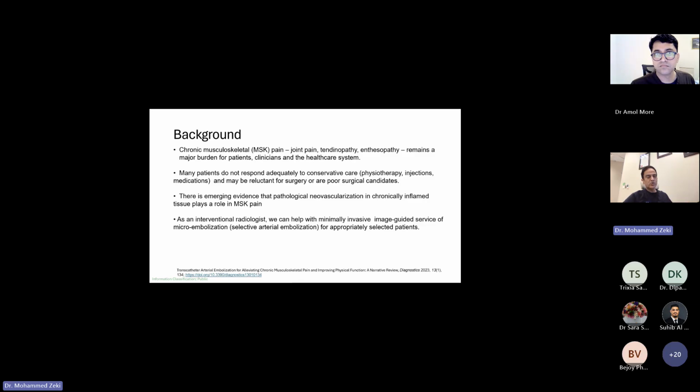Even I still remember, as a junior, the manipulation under GA for frozen shoulder. It was really an inhuman way of doing part of conservative management. There is emerging evidence that pathological neovascularization in chronically inflamed tissue plays a major role in MSK pain. As interventional radiologists, we and Dr. Mohammed and Dr. Mustafa have the skill, image guidance, and the setup to do this procedure.